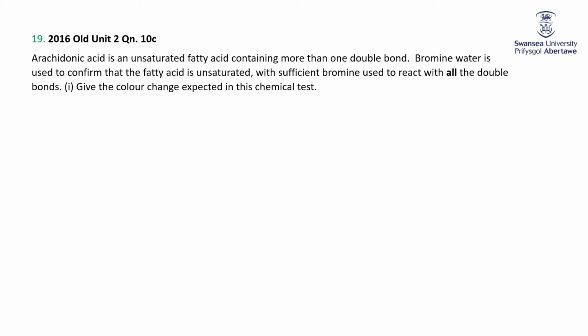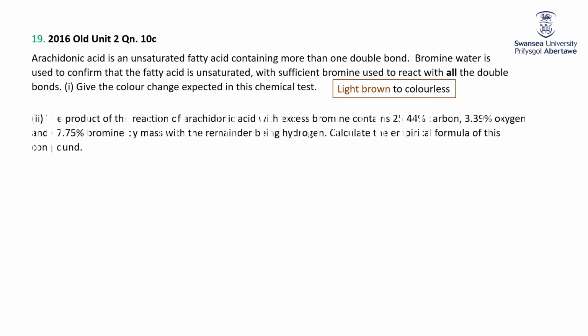So another question that's got 3 bits that could have gone elsewhere, but it made just as much sense to keep them all together. So anyway, arachidonic acid, an unsaturated fatty acid containing more than 1 double bond. Bromine water used to confirm the fatty acid is unsaturated, with sufficient bromine used to react all the double bonds. So this, of course, the bromine water test is just electrophilic addition of Br2 across a double bond. Give the color change expected. Well, bromine water is light brown, and as all the bromine reacts up, it becomes colorless.